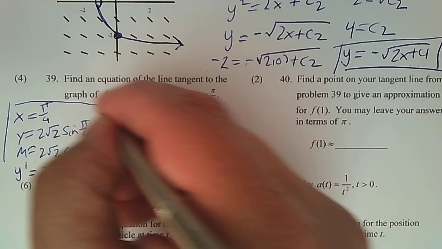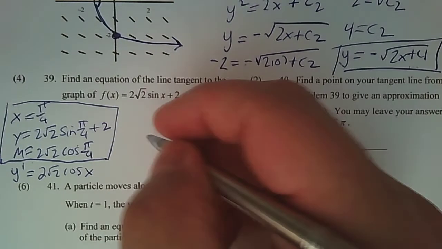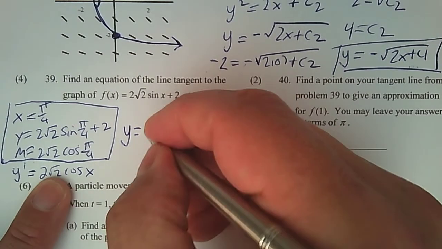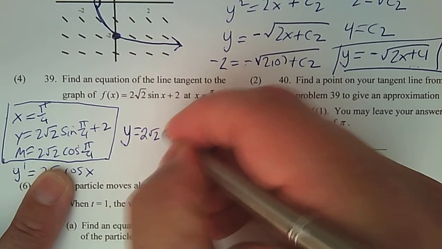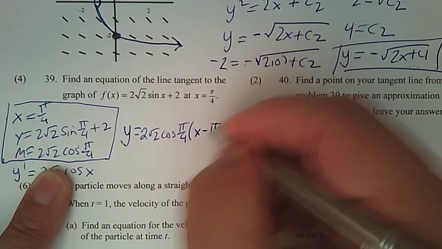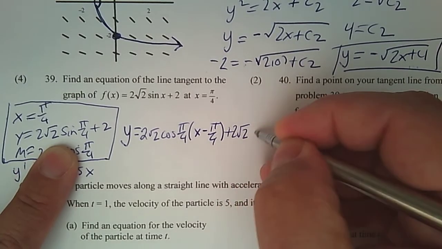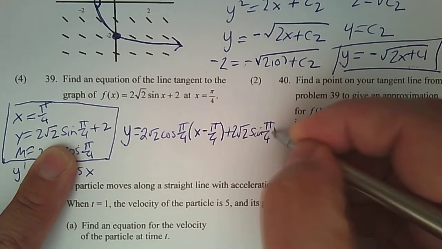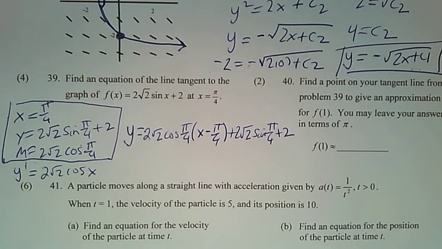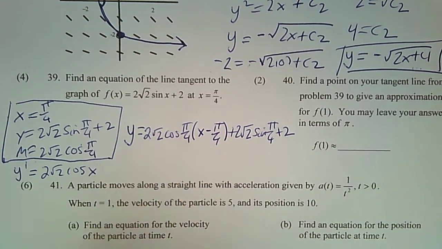A little bit awkward, but way better than having to pretend you know your unit circle perfectly. Maybe you do. Then we write down y equals the slope, 2 root 2 cosine pi over 4, times x subtract pi over 4, plus 2 root 2 sine pi over 4 plus 2. And there's the equation of a tangent line. And if it's free response, you're not needed to simplify that.